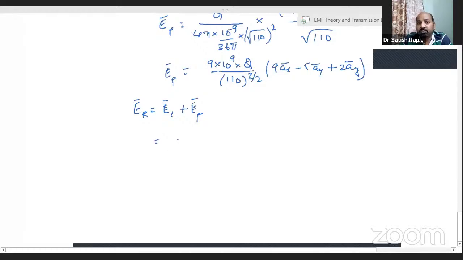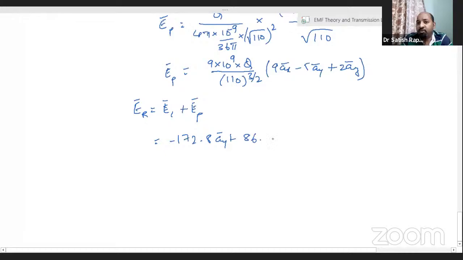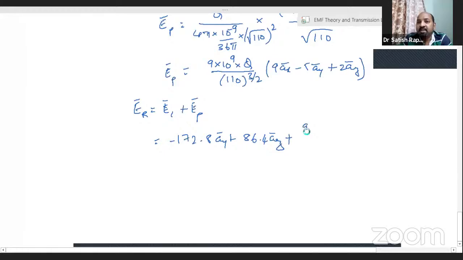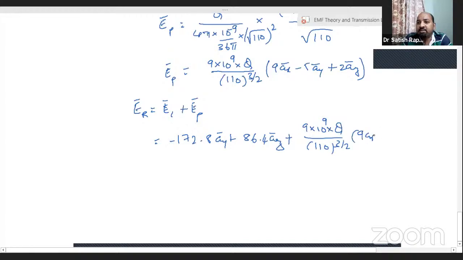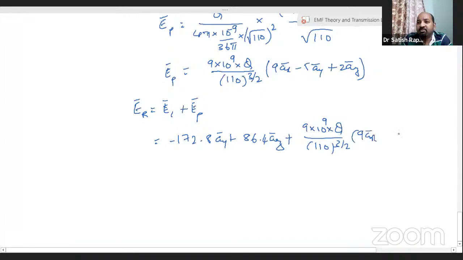If you add those two, you will be getting this: 18 AY bar plus 86.4 AZ bar plus 9 into 10 power 9 into Q divided by 110 power 3 by 2 into 9 AX bar minus 5 AY bar plus 2 AZ bar, right?